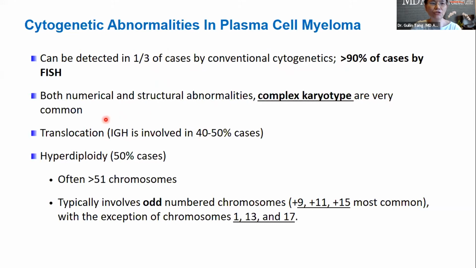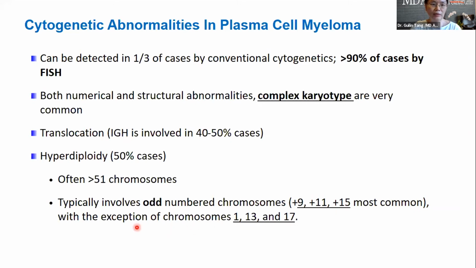And then there are two big categories of cytogenetic abnormality. One is translocation. This one often involves the IGH, so it's on chromosome 14. Another one is hyperdiploidy. It's also very characteristic. They often involve the odd-numbered chromosomes, like trisomy 9, trisomy 11, trisomy 15, the most common ones in plasma cell myeloma. These trisomies are not very common in other neoplasms, especially trisomy 11 and trisomy 15. It's not common in other neoplasms.